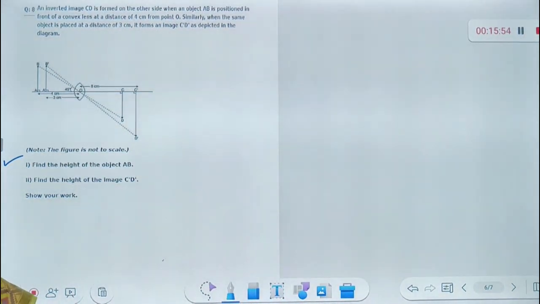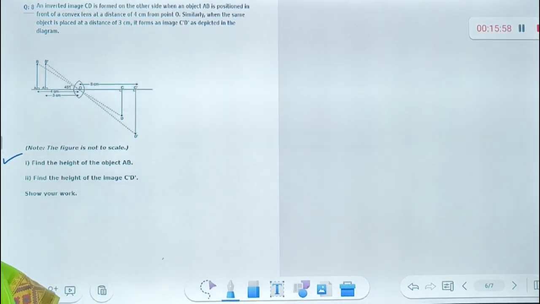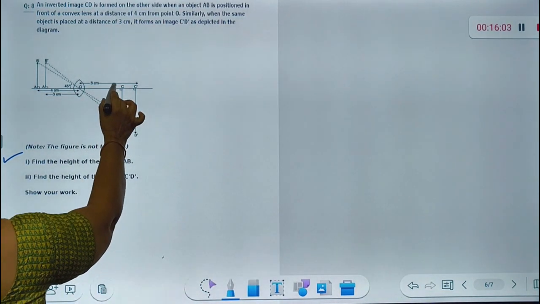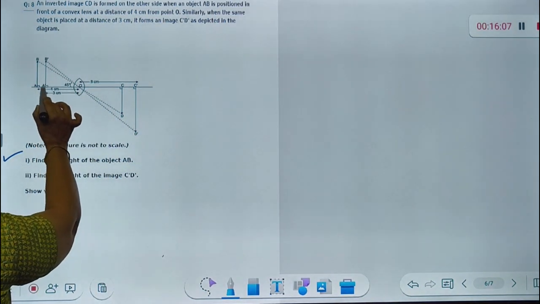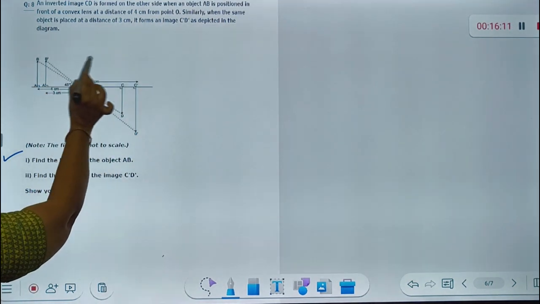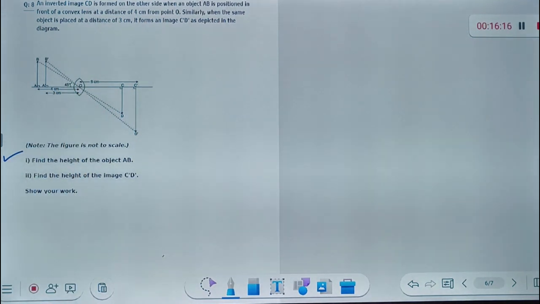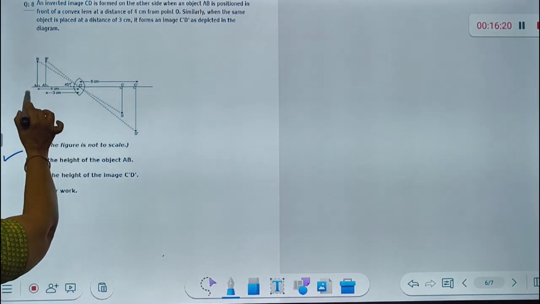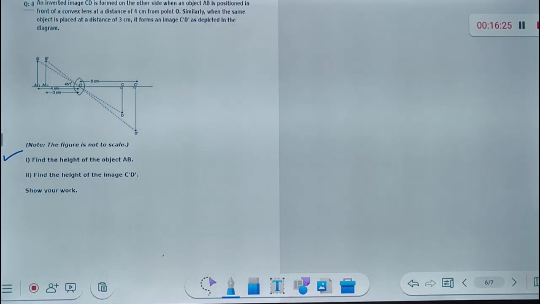Consider this problem. Trigonometry has a lot of applications in physics problems as well. So if you look here, an inverted image CD is formed on the other side of AB when an object AB is positioned in front of a convex lens at a distance of 4 centimeter from O. This is a convex lens. AB is the object and the distance between O and A is 4 centimeter.